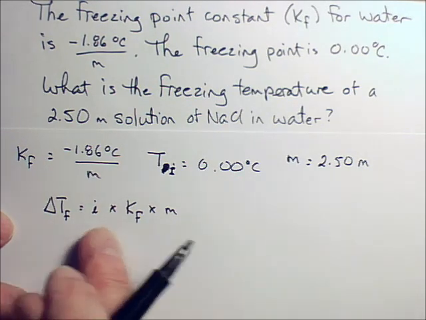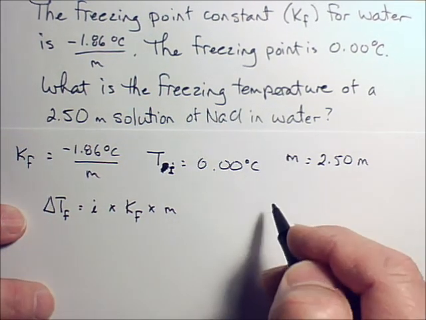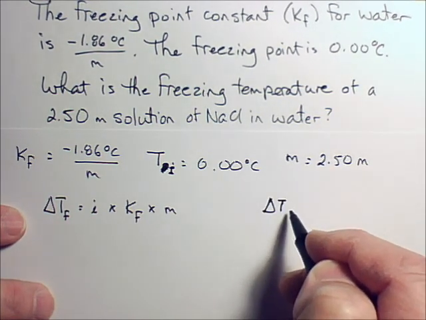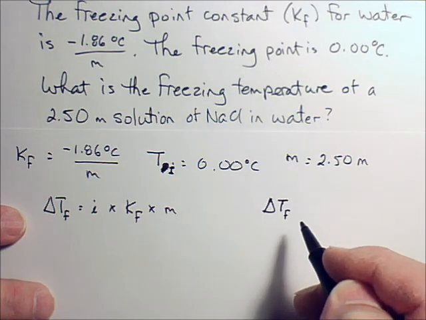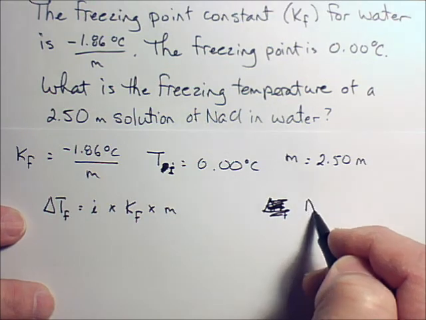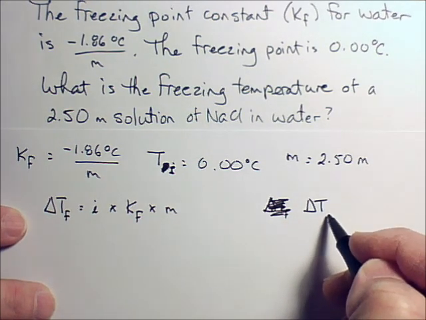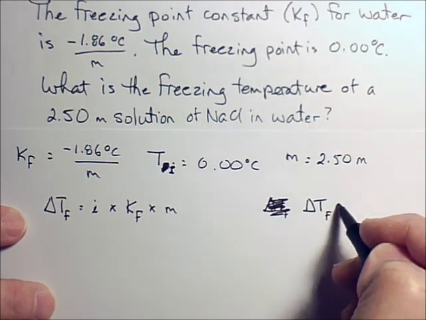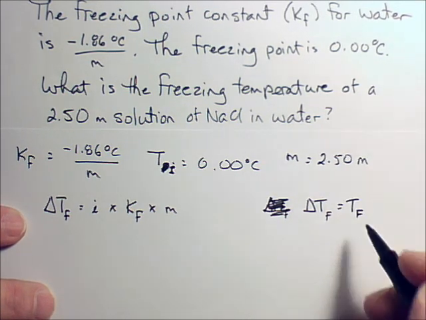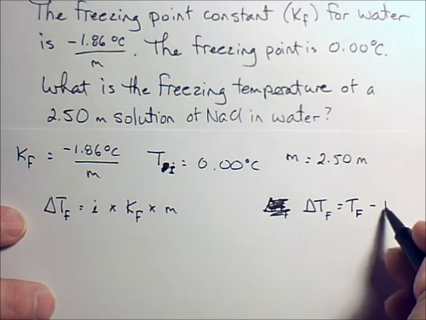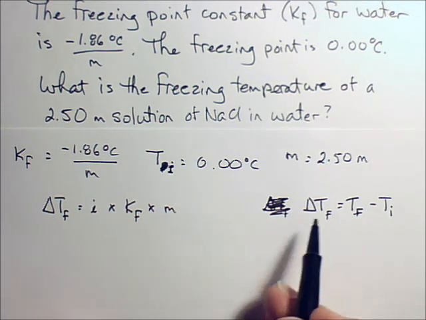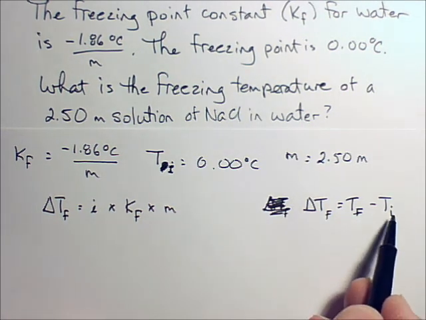Now once we've got the change in temperature, then we need this equation: the change in temperature for freezing is equal to the final temperature, so this is temperature final, minus temperature initial. This is the change in freezing temperature, this is the temperature final, that's temperature initial.